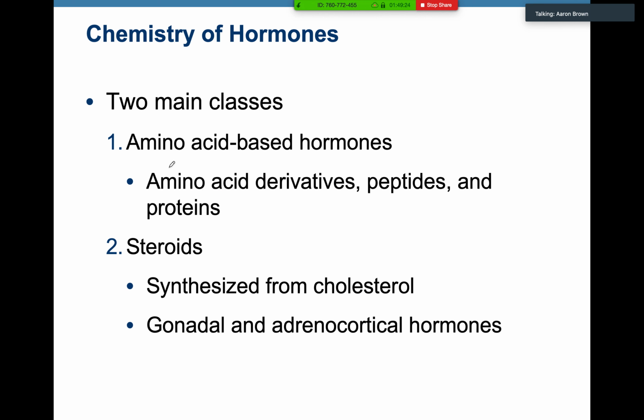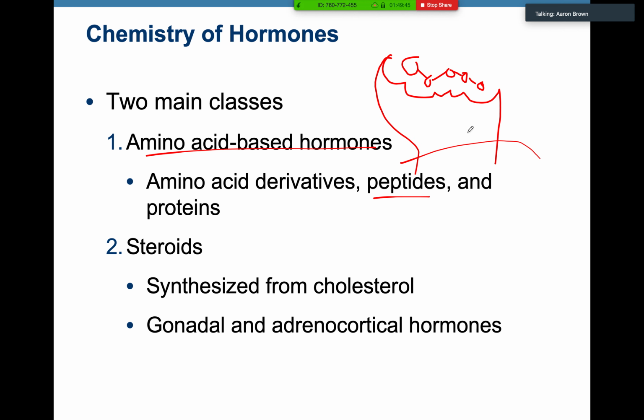In general, we have amino acid-based hormones. These are peptides. These are long series of proteins. Okay, it's just a bunch of little amino acids, basically. And when these bind to a receptor that has a similar shape, the receptor is going to change shape and then cause a signal downstream in the cell. Okay, that's a peptide hormone. It binds at the surface of the cell.